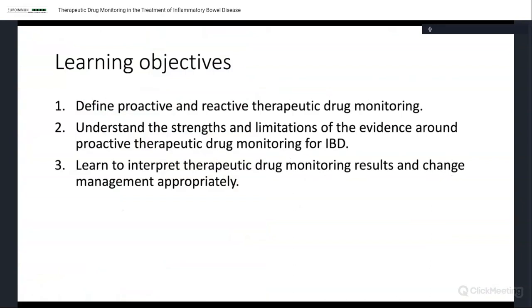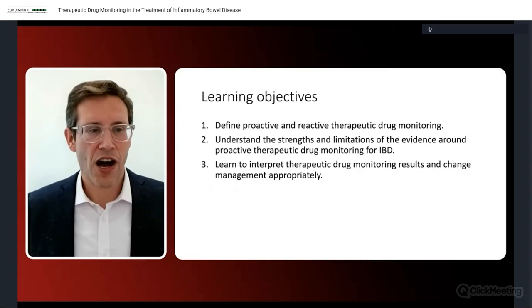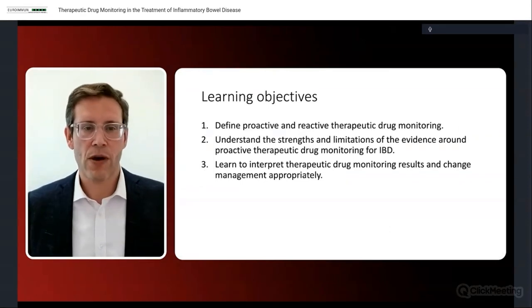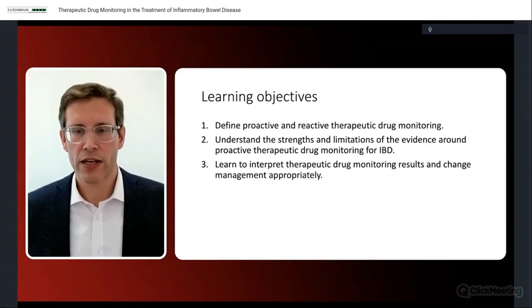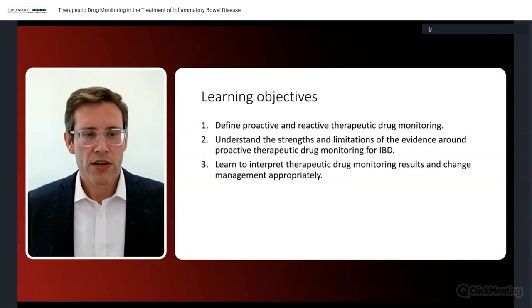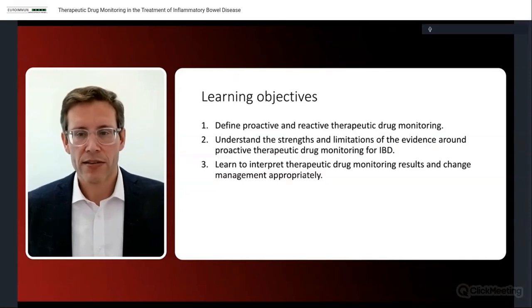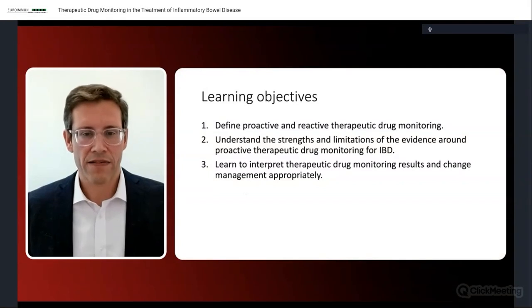So here are our learning objectives. By the end of this talk, I'd like you to be able to define proactive and reactive therapeutic drug monitoring, to understand the strengths and limitations of the evidence around proactive therapeutic drug monitoring for inflammatory bowel disease, and to learn to interpret therapeutic drug monitoring results and change management appropriately.